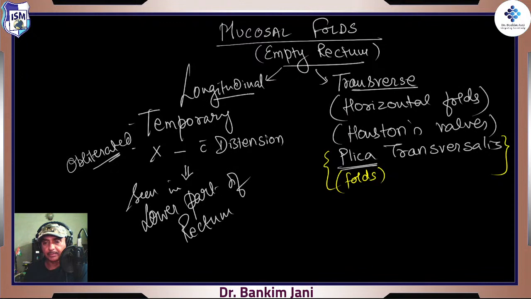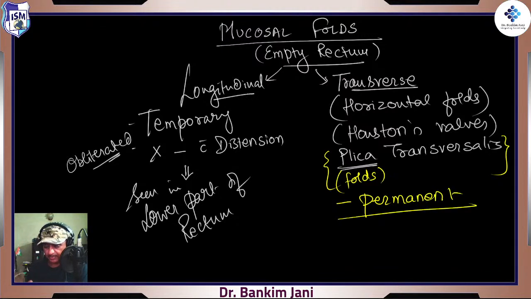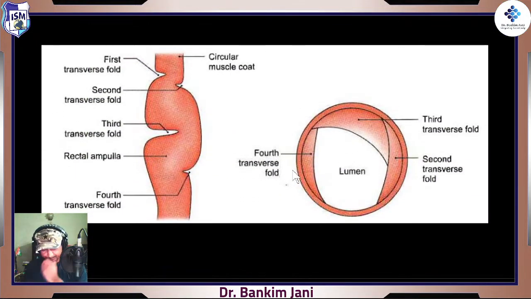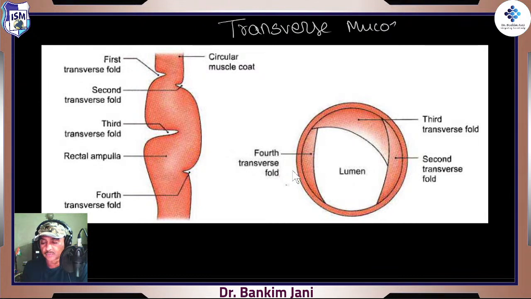So they are plica transversalis, and yes, they are permanent. This means with any distension, they'll remain there. They are present even with distension. So these are the mucosal folds. Here we'll be talking about those transverse mucosal folds. Because they are so specific, we'll be looking at them in so much detail.